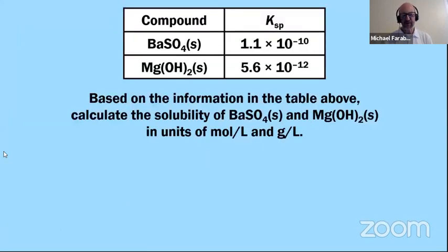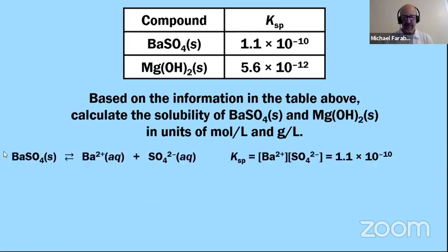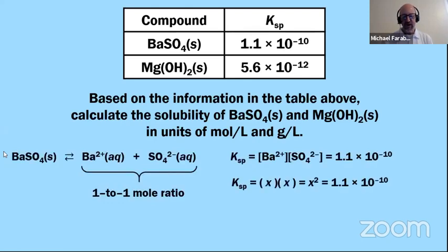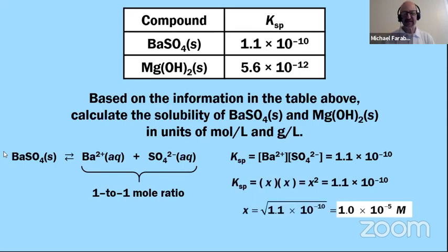All right, moving along to another situation where we can calculate. I have barium sulfate and magnesium hydroxide. We're going to calculate the molarity and also the grams per liter. So if you have your periodic table handy, it might be a good idea to calculate the molar mass of both barium sulfate, BaSO4, and magnesium hydroxide, Mg(OH)2, because you'll need a molar mass to go from moles to grams. All right, so I have my barium sulfate, x and x, 1-to-1 mole ratio. Square root of the KSP gives me 1 times 10 to the negative 5. That's my solubility in terms of moles per liter.